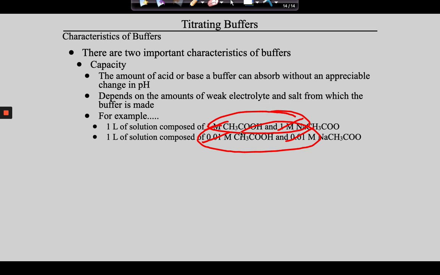Now here's the tricky bit. While these have the same pHs, which one is a better buffer, top or bottom? Which one's a better, well, what do buffers do? They absorb acids and bases without appreciable change in pH, right? So which one's going to be a better acid or base absorber, top or bottom? How many times better? 100 times better. Do you get the idea?